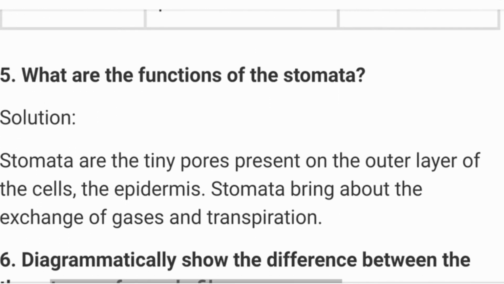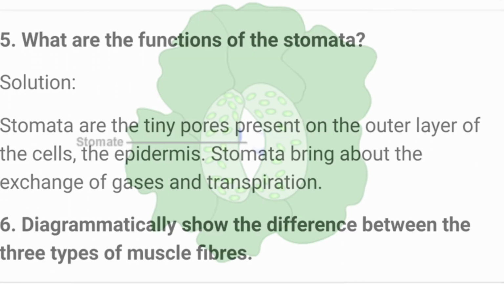What are the functions of the stomata? Stomata are the tiny pores present on the outer layer of the cells, the epidermis. Stomata bring about the exchange of gases and transpiration, that is, the removal of excess water.